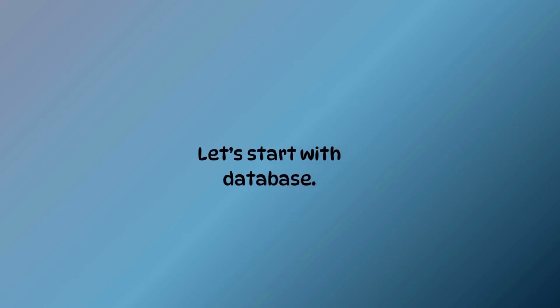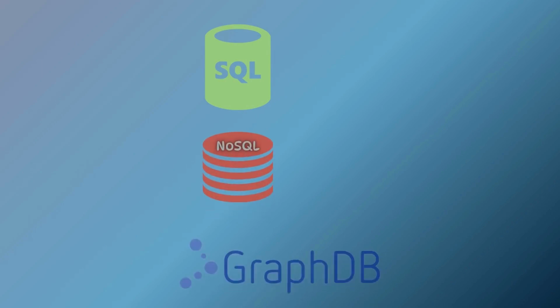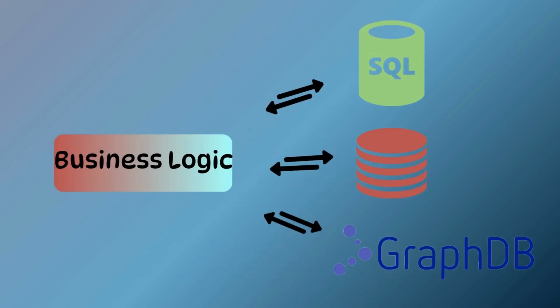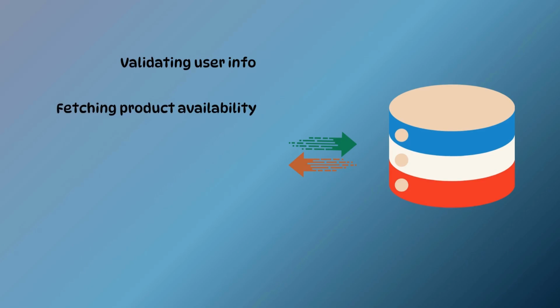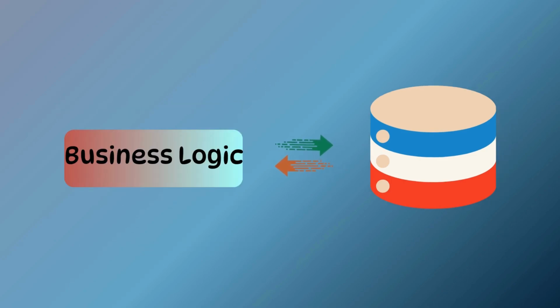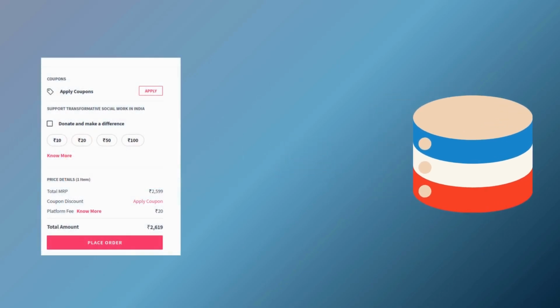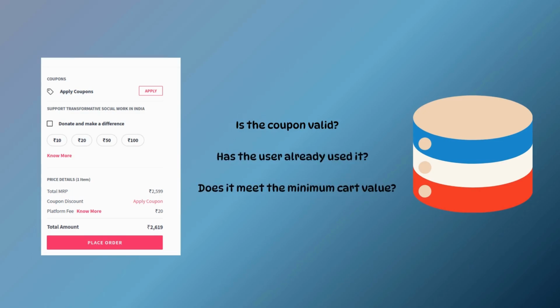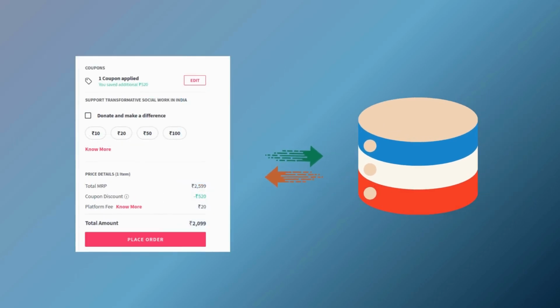Let's start with databases. Whether you use SQL, NoSQL, or a graph DB, business logic relies on data. Typical DB interactions in your logic include validating user info, fetching product availability, creating or updating orders, performing transactions, and applying complex queries. The logic layer decides when and how to interact with the DB, not just fetching raw data, but applying rules around it. Let's say a user applies a coupon. Your business logic checks: is the coupon valid? Has the user already used it? Does it meet the minimum cart value? Then it applies a discount and updates the DB.